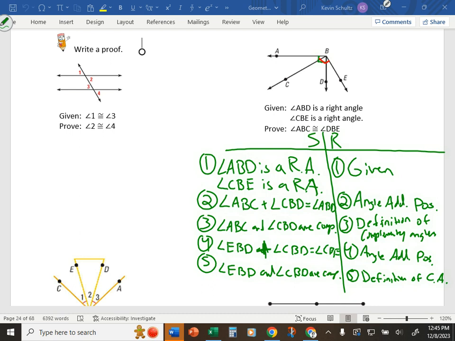Okay? It's a very specific way to work through this, but I did say that proofs need to be very specific. You need to state why they are complementary. Well, they add and equal a right angle. We were told that CBE is a right angle. Therefore, they can be concluded to be complementary angles.